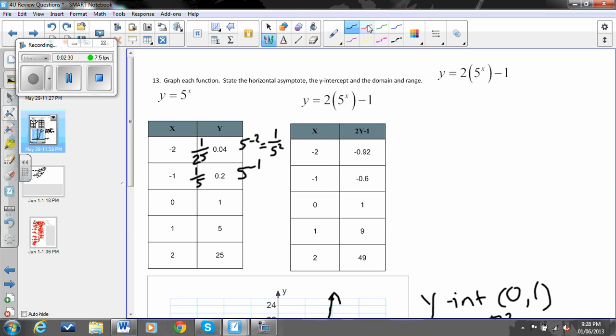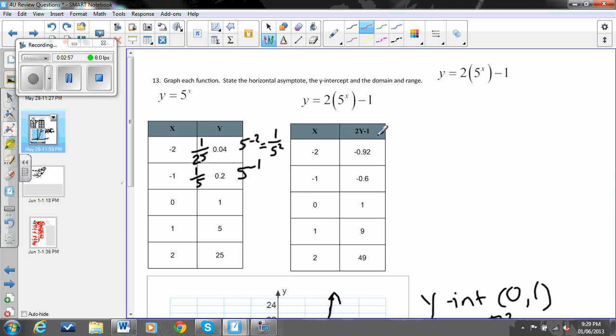So we're going to graph y equals 2 times 5 to the x minus 1 now. So we're going to change colors. Let's choose red for our new graph. Hopefully when we look at the equation, we're recognizing that nothing is happening to the x coordinates. They're remaining unchanged. The y coordinates, however, are changing. We're multiplying all of the y coordinates by 2 and subtracting 1.